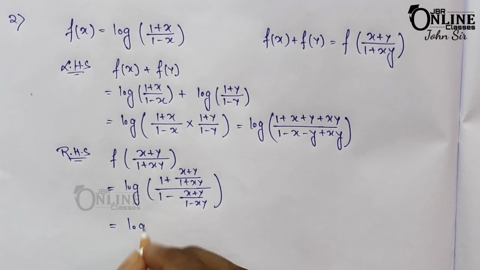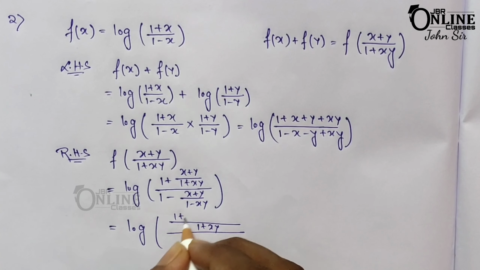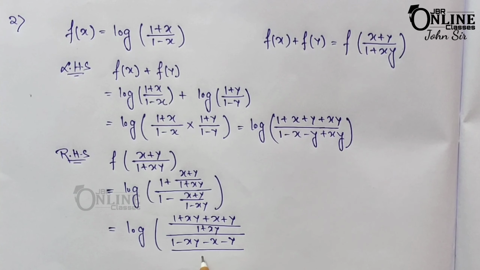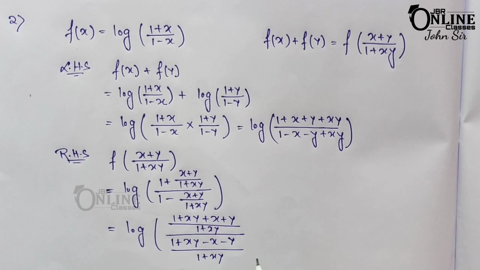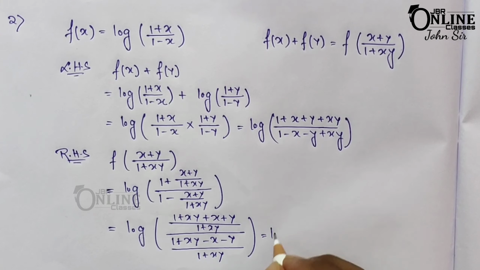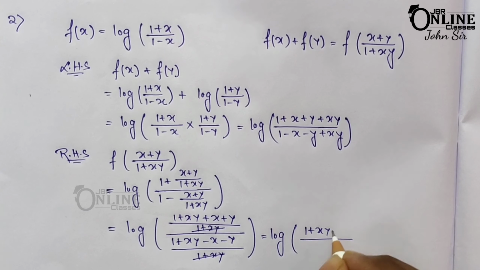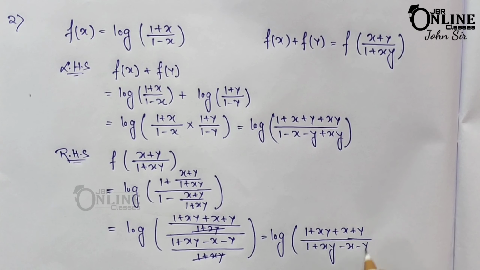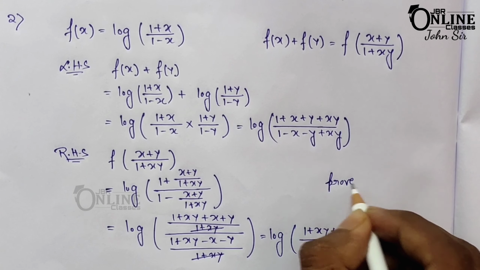Okay, so now it will be log, here the denominator will be 1 plus xy, then the upper one 1 plus xy plus x plus y, and 1 minus xy minus x minus y, divided by 1 plus xy. So now it will be also log, here this one cancels out, so the upper one will be 1 plus xy plus x plus y, and the lower one 1 plus xy minus x minus y. That means the left hand side equals the right hand side, so it's proved.